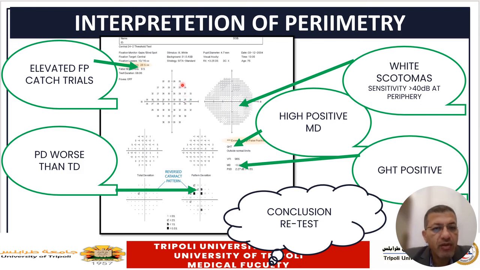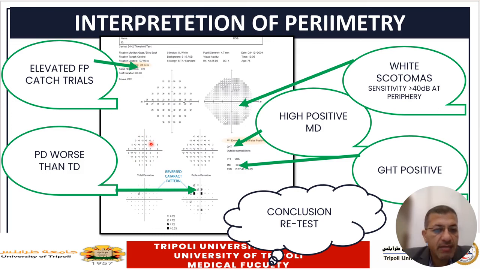For example, the periphery will find more than 40 decibel, which is abnormal. So you'll find a white area here, which means white scotoma. Also, you'll find the high positive mean deviation above the normal and positive glaucoma hemifield test. And also, you will find that the pattern deviation probability plot is worse than the total deviation probability plot. And that's why, because the numerical value of the total deviation will be more than normal.